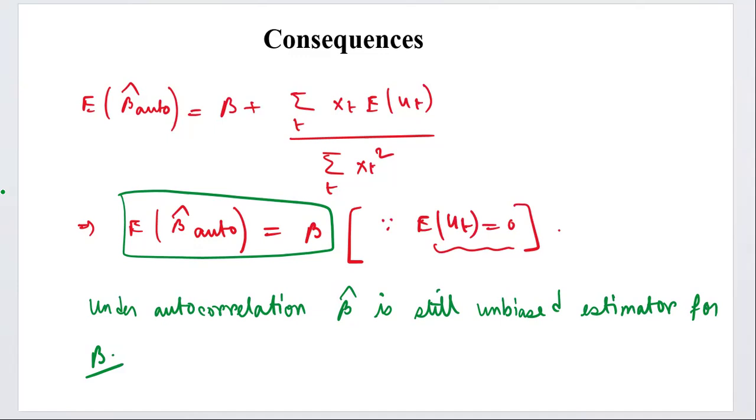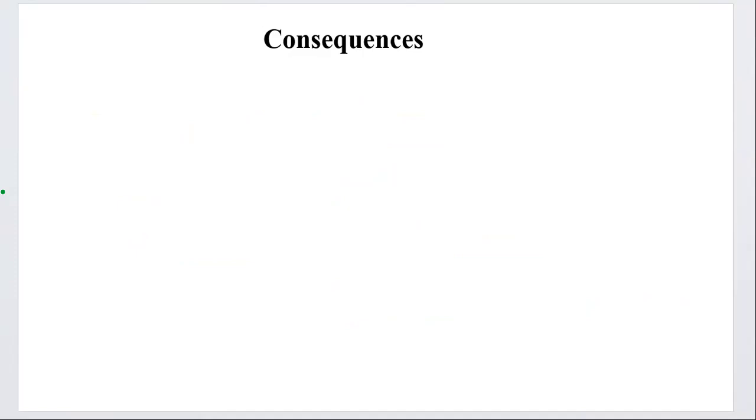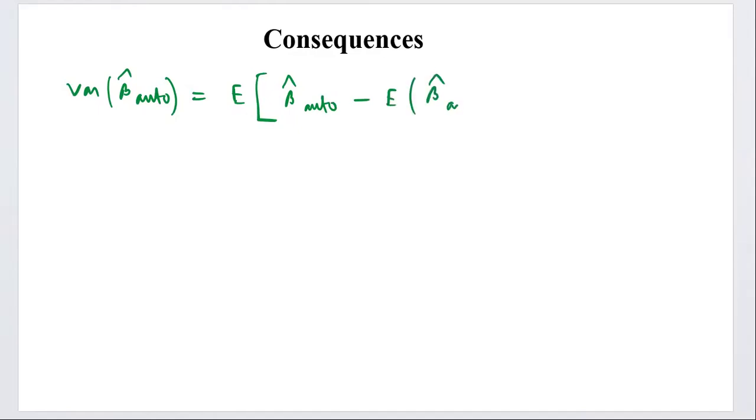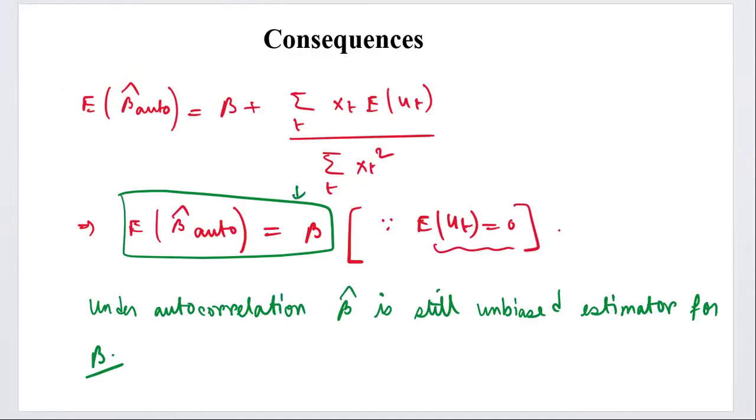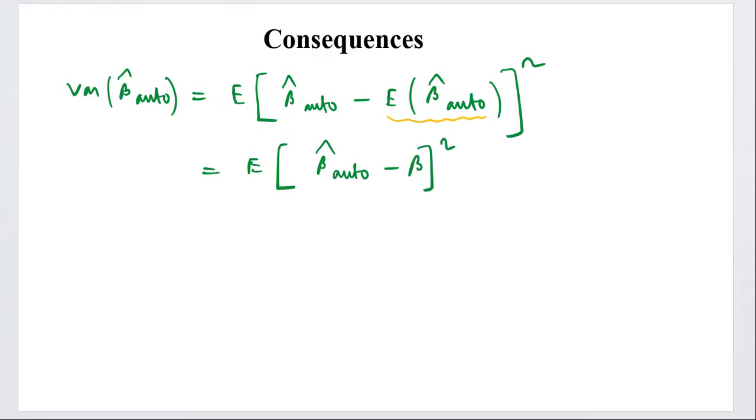Now the final thing that we want to show is that this estimator is inefficient, which means the variance is not the same as the variance that we have obtained in the OLS case or CLRM case. So the BLUE property will not hold. How to show that? For that, we have to find out the variance of beta cap auto. What is the formula for that? The same formula as we have used multiple times, but it will be applicable for beta cap auto, under autocorrelation. So the variance is expectation of beta cap auto minus expectation of beta cap auto, whole square. So this will be expectation of beta cap auto minus, we have just shown that this is simply equal to beta because it is unbiased. So you can replace this with beta here and take the square.